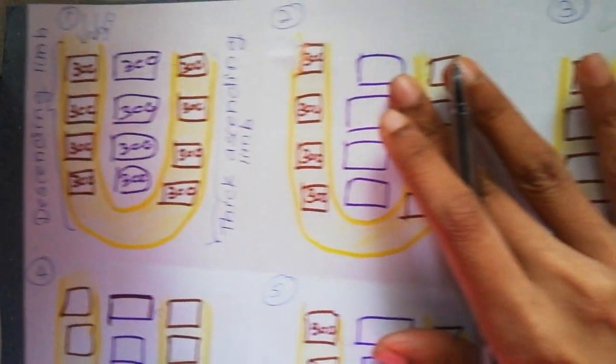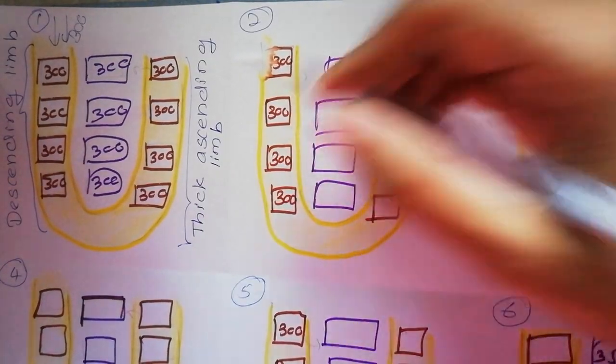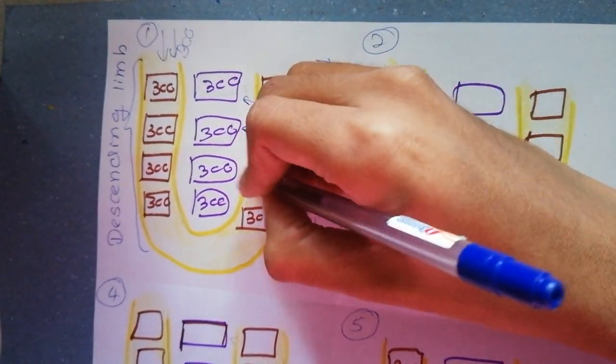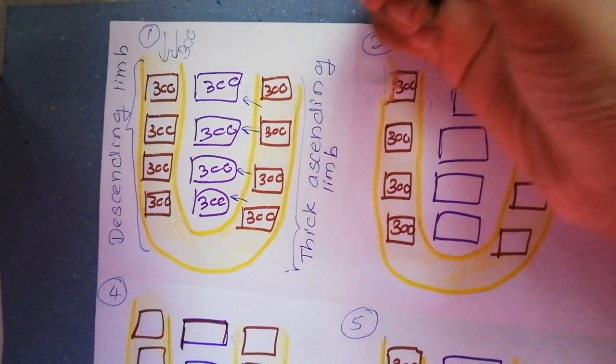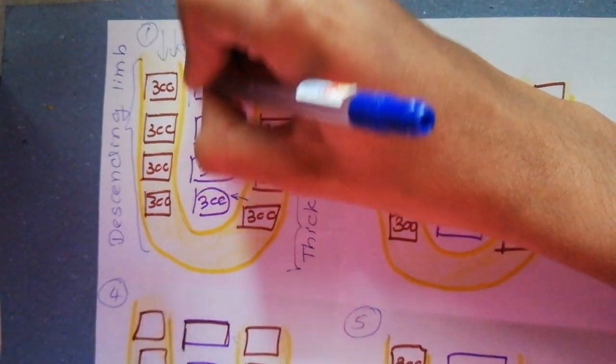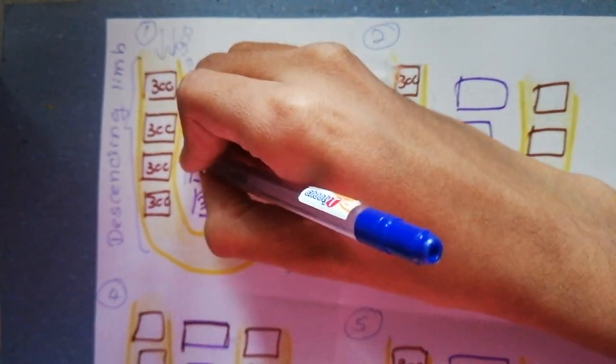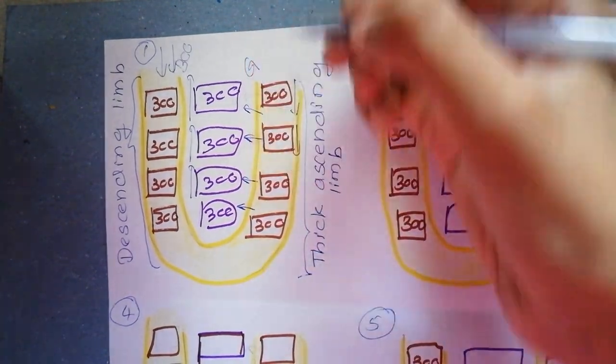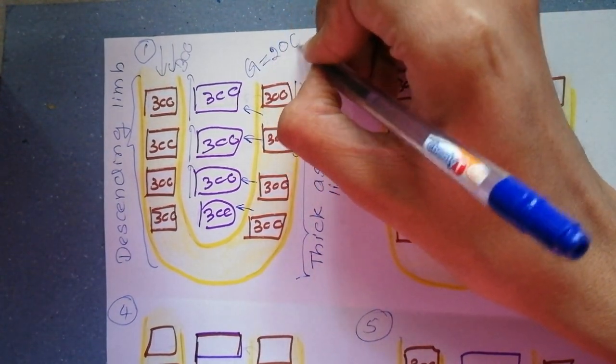Secondly, the ion transporters in the thick ascending limb transport ions into the interstitium. By this action, solute osmolarity inside the tubule is reduced and solute osmolarity outside the tubule is increased. It produces an osmotic gradient between the tubular fluid and interstitial fluid. The limit of this gradient formed between them is 200 milliosmoles per liter.